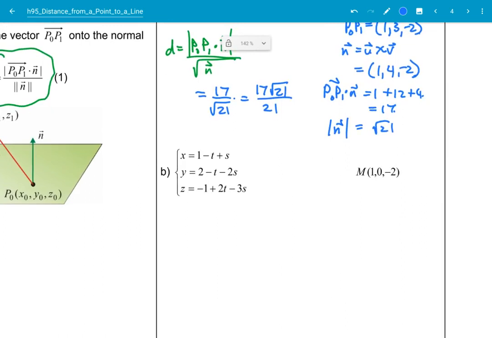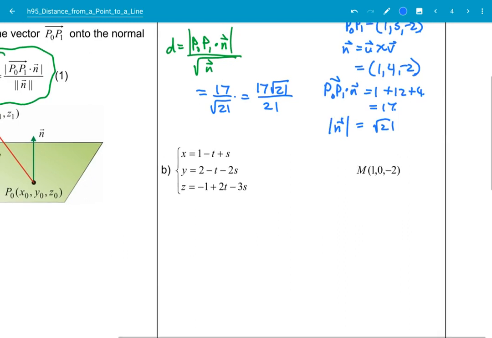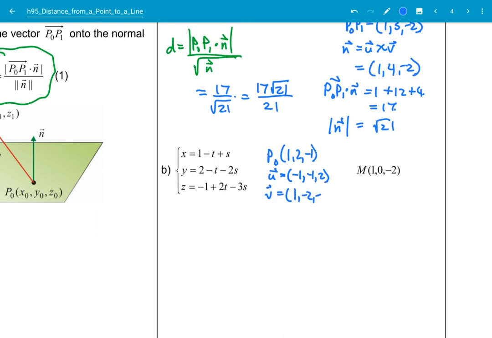This is the parametrics of a plane. So we'll just go through this. Let me see the two direction vectors. We'll call P naught 1, 2, negative 1. U is the coefficients of T. We'll do that. And V, the coefficients of S. So there we go. We'll call this P1. So P naught to P1 is 0, negative 2, negative 1.